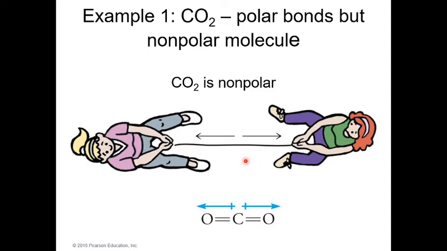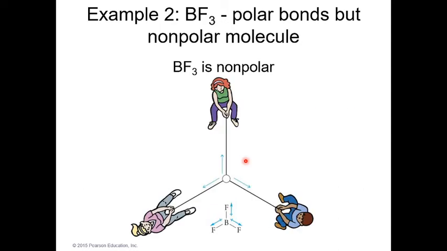Nonpolar. Here's another example. BF3, boron trifluoride. Polar bonds, but trigonal planar is a perfectly symmetrical shape. So if I have 3 children pulling on a string with equal force, it doesn't move. Nonpolar. These 3 bonds cancel out because this is perfectly symmetrical.